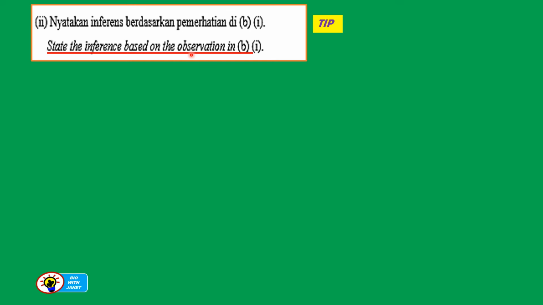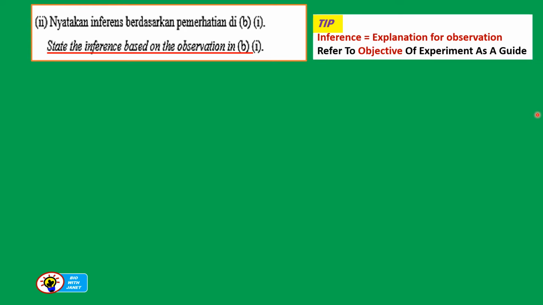Now let's look at the next question. State the inference based on the observation in B1. Here's the tip. What is an inference? You must know that an inference is a biological explanation for an observation in your experiment, to explain the results of your experiment. And the tip is to refer to the objective of your experiment as a guide.